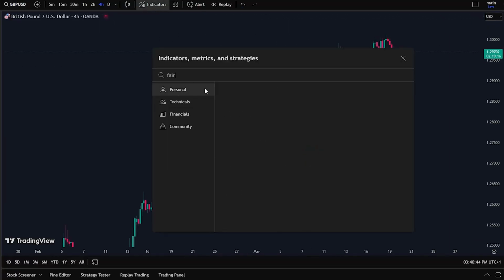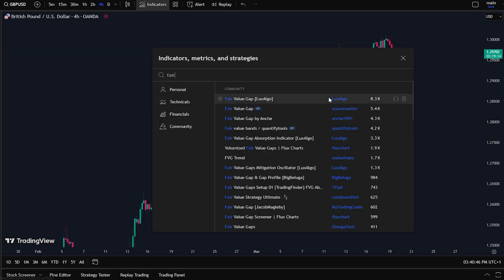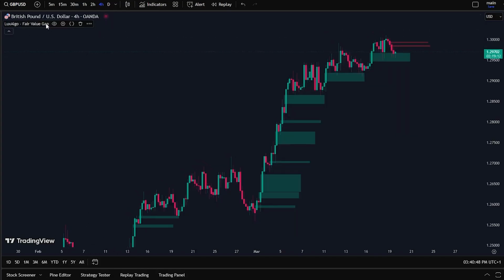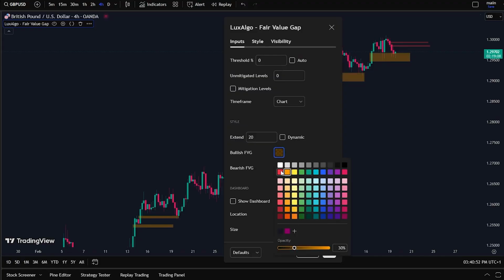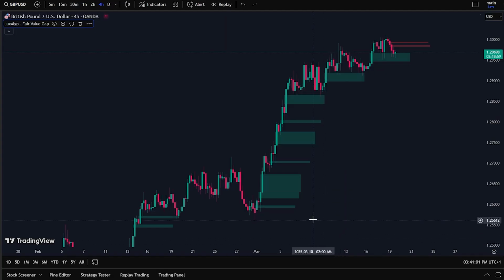In the search bar, type Fair Value Gap by LuxAlgo and select it from the list. Open the settings by clicking on the Settings tab. Customize the colors and visibility to match your trading style. Click OK, and your chart will now automatically detect and highlight all fair value gaps.